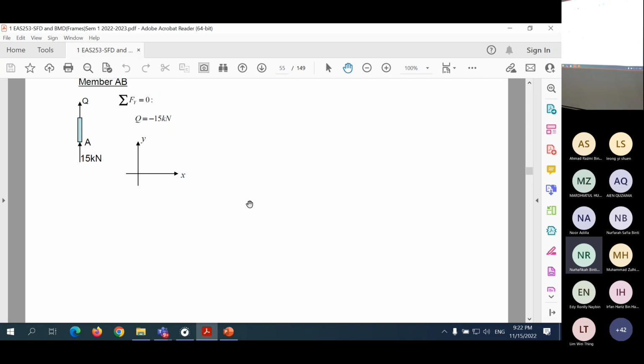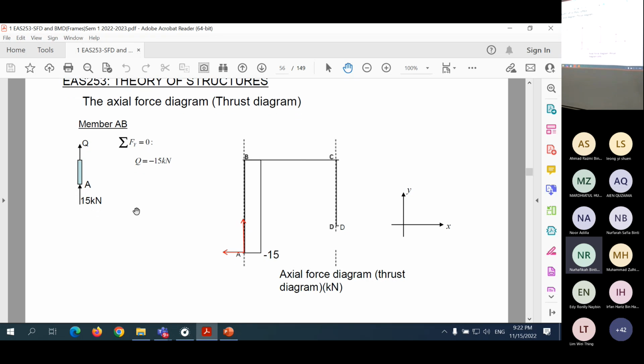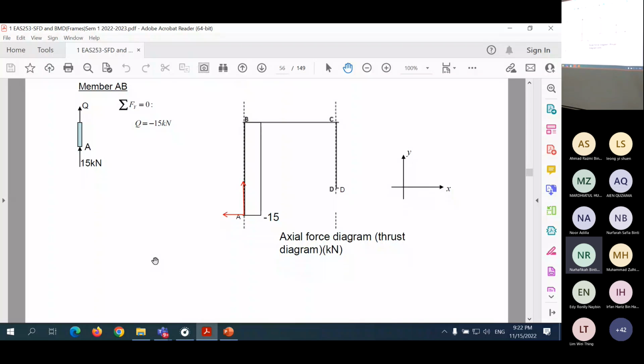So next, this is for part AB. If you draw for AB, it will be like this. Negative, so positive we draw here, and negative on this part we draw on this side. So it is constant all the way. This is the axial force diagram for part AB.